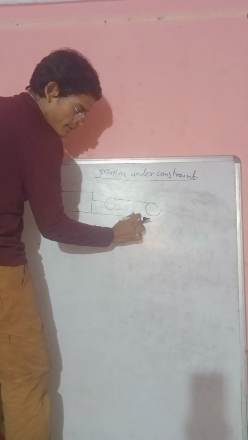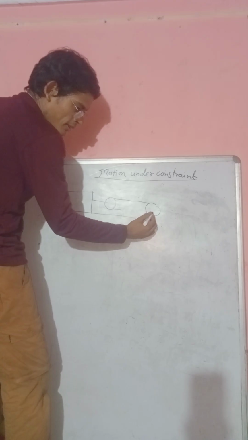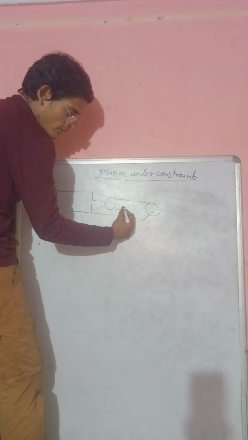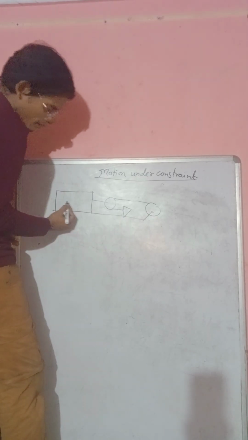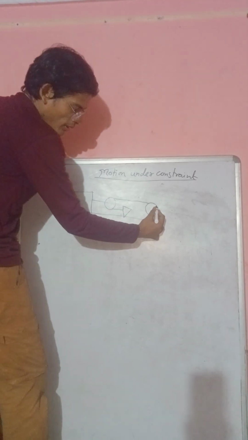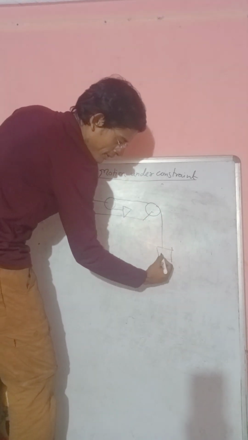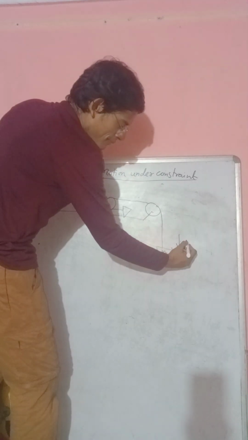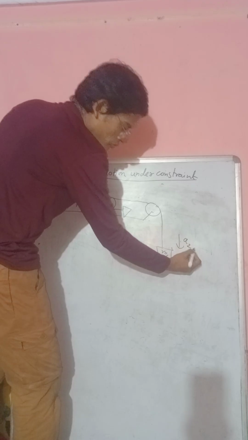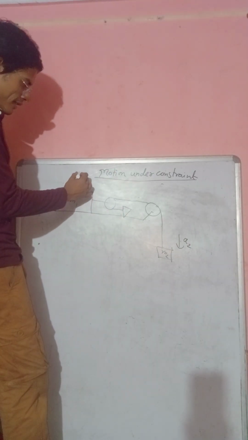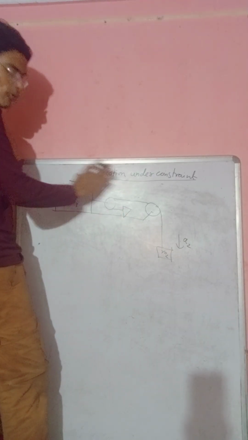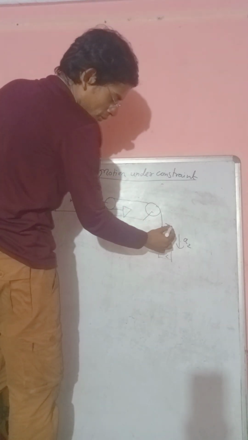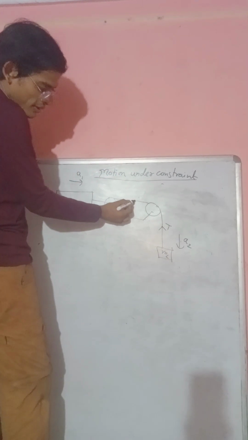This is attached here. Okay, this is a block M1, and here another block is attached, M2. So here this is moving with, suppose, acceleration A2, and as a result this is moving along this direction with acceleration A1. Now tension force is T, same string.